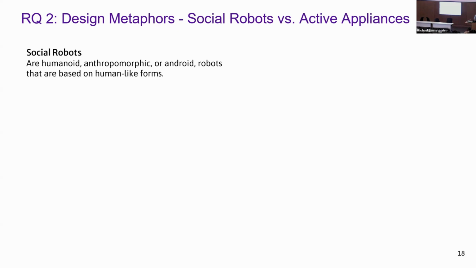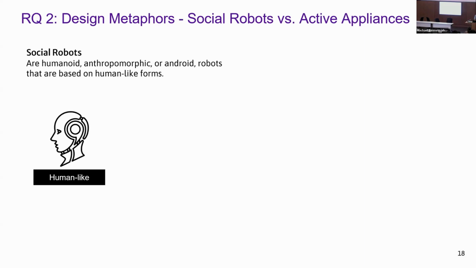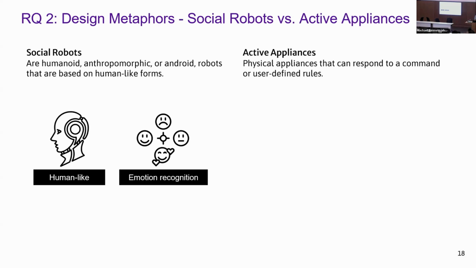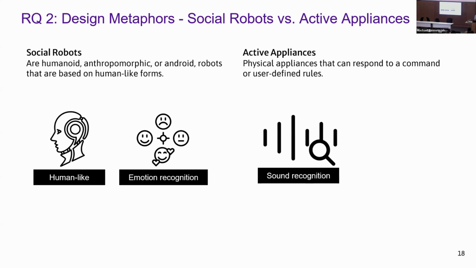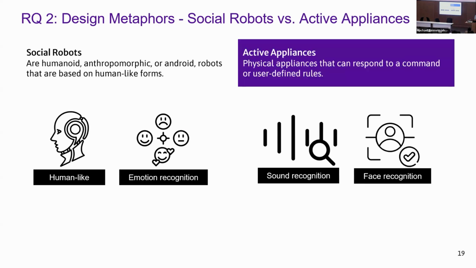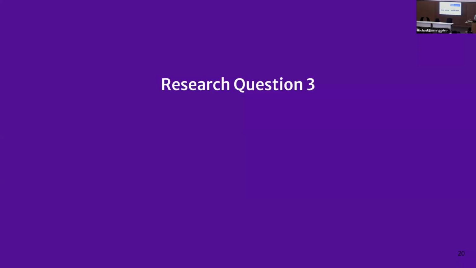Social robots are humanoid, anthropomorphic, or android robots that are based on human-like forms or have human-like abilities like emotion recognition. This is in contrast to active appliances, which are physical appliances that respond to commands or user-defined rules, such as responding to a voice command or facial recognition. Surprisingly, we find that the majority of children, 8 out of 10, wanted active appliances and did not anthropomorphize their machines.